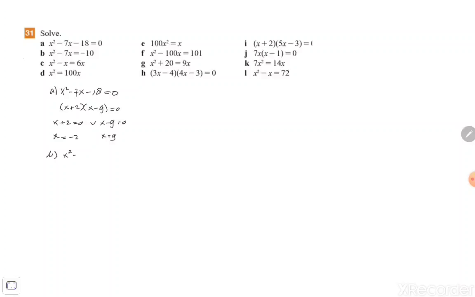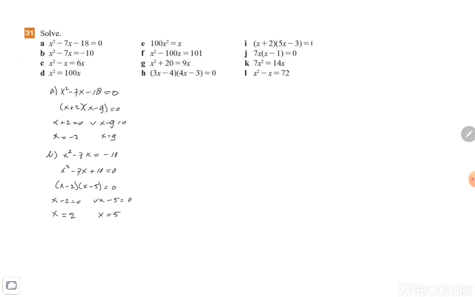B. x² - 7x = -10. Now first you need to make the right side equal to 0. So x² - 7x + 10 = 0. Now we need to use the product-sum method. So (x - 2)(x - 5) = 0. So x - 2 is 0 or x - 5 is 0. So x is equal to 2 or x is equal to 5.